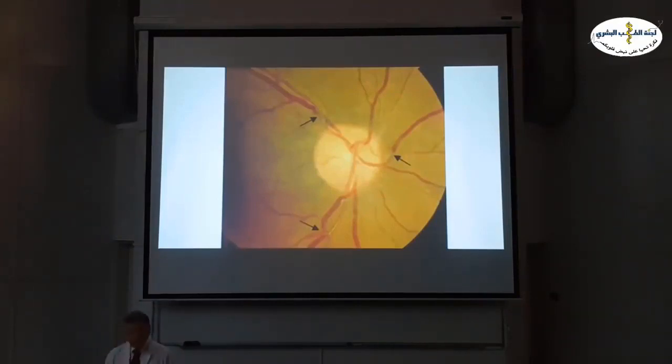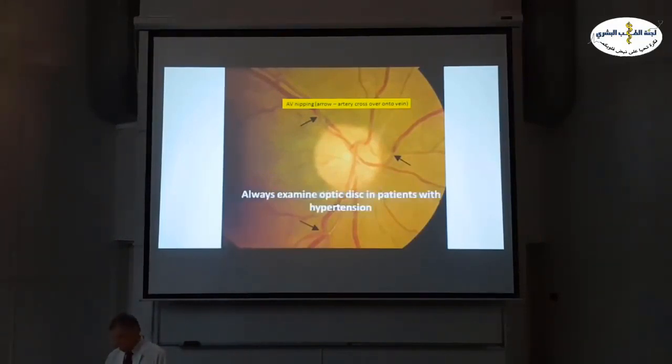The retina is the only place where you can see blood vessels. Here is nipping of arteries over veins. And arteries are harder and have high pressure in them, and they press on the veins. Okay? This is what happens in hypertension. In every patient with hypertension, you should examine the retina, fundoscopy.